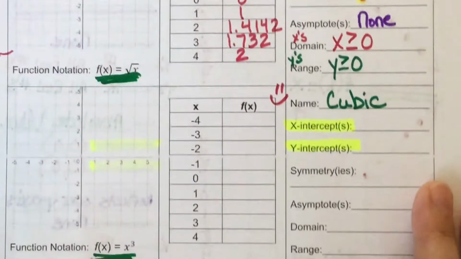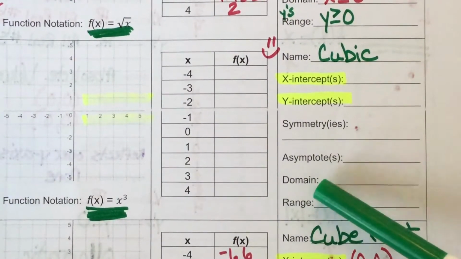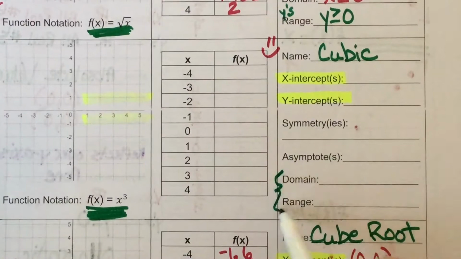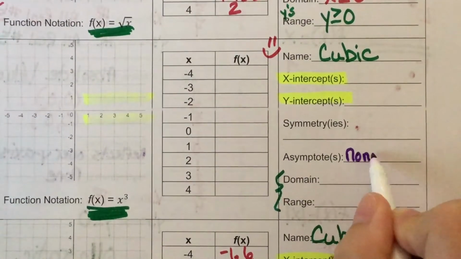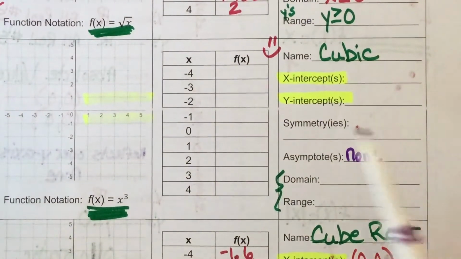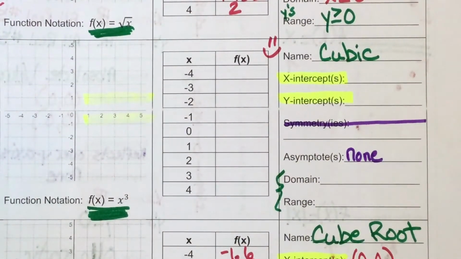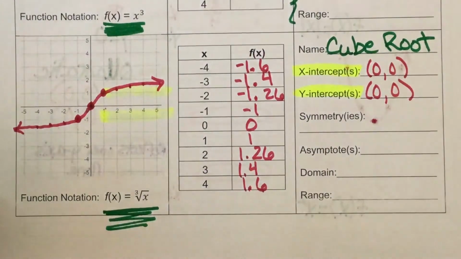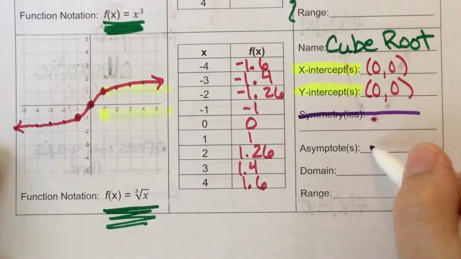Okay. The cubic function, I'm going to let you try to see if you can figure out the domain and range for yourself on that. I will tell you right now that there are no asymptotes, and we're not going to do anything with symmetries. Okay, let's go down to the cube root one. Once again, we're not going to mess with symmetries, and there are no asymptotes on this.